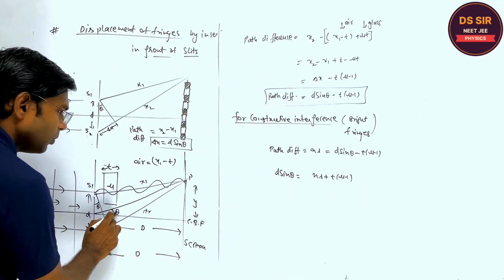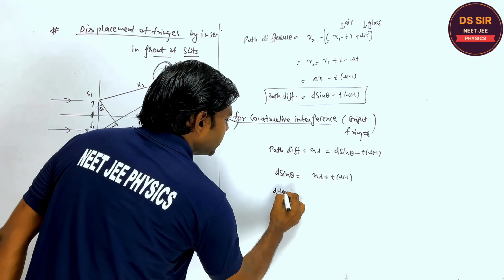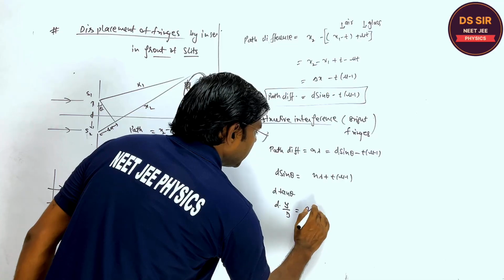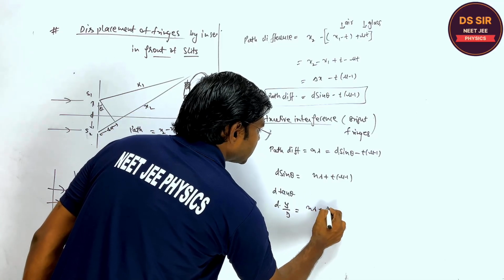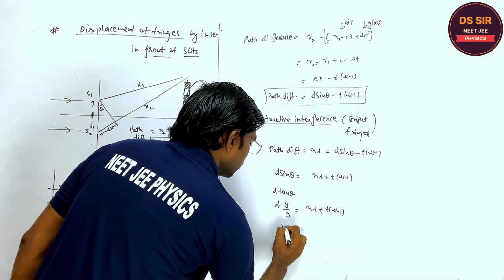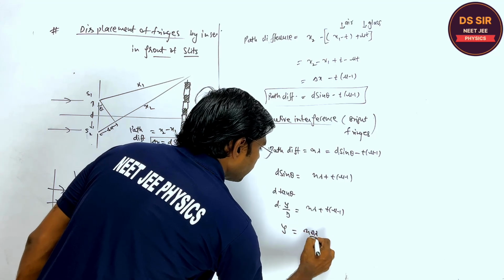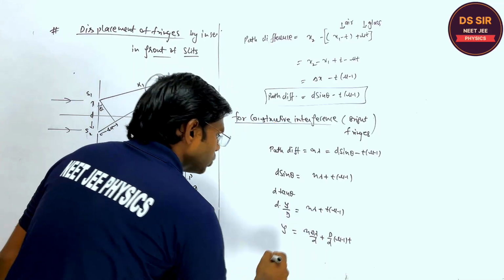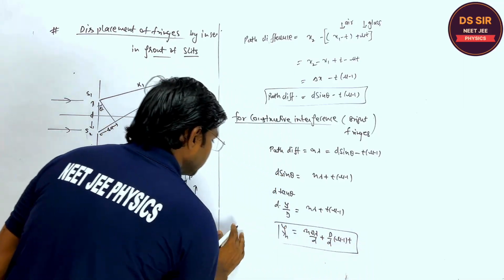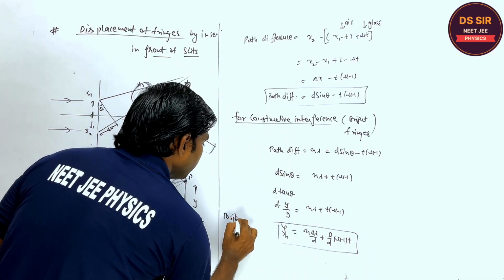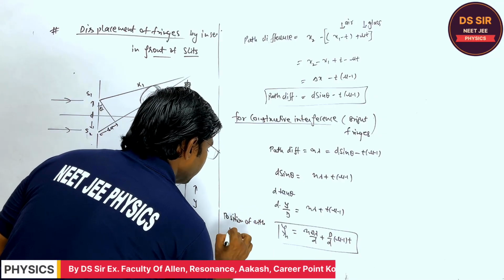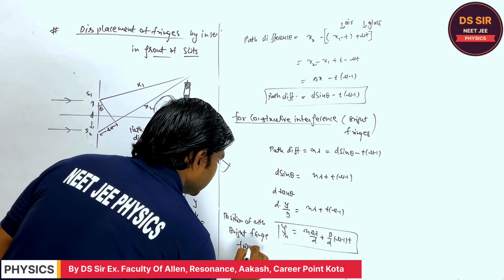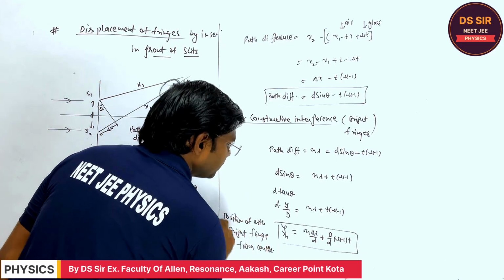If theta is small, sin theta is equal to tan theta, and tan theta is nothing but y upon D, which is equal to n lambda plus t(mu minus 1). So y is equal to n D lambda over d plus D upon d into (mu minus 1) into t. So this is the position of the nth bright fringe from the center. Is it clear?